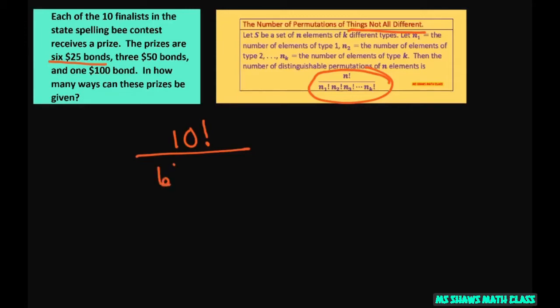So that's going to be 6 factorial, and we have 3 $50 bonds, so that's 3 factorial, times 1 factorial. And 1 factorial just equals 1, so that's going to cross that out.